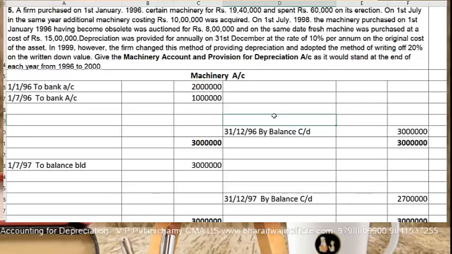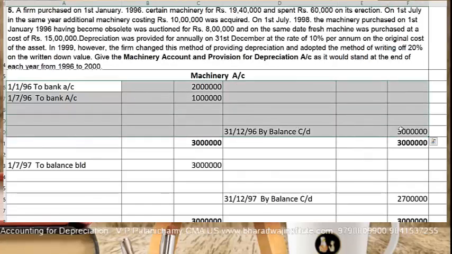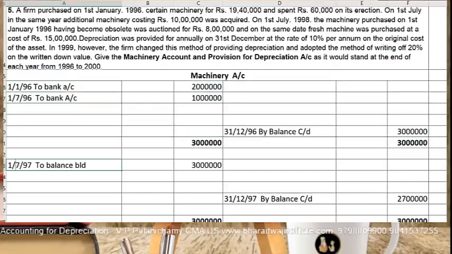Whenever you are purchasing an asset, same entry, asset account debit to bank account 20 lakhs. Again in 1996, 10 lakhs. Then the closing balance will be 30 lakhs. In 1997, we are purchasing another machine, but before that we have to close the books on 31st December 96. So in the machinery account, depreciation will not come. This will be like 1/1/97, to balance brought down 30 lakhs.